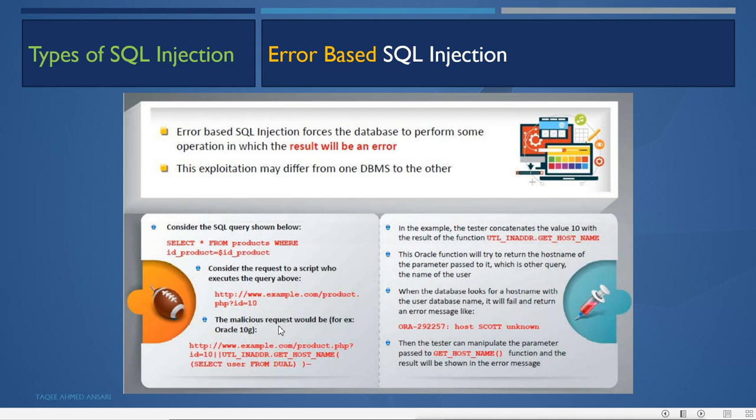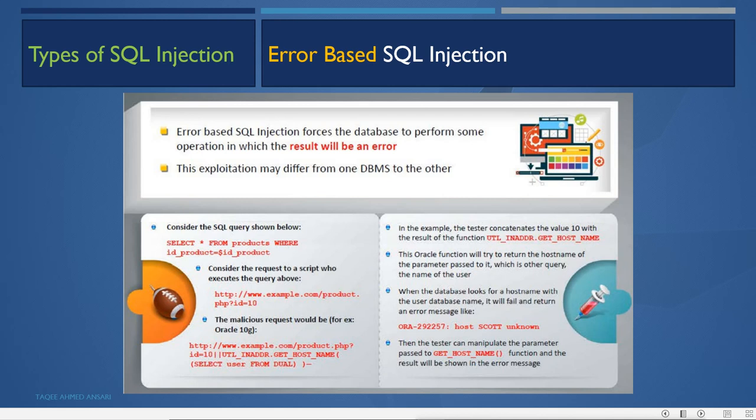And what will it become here? It will become like UTL_INADDR.GET_HOST_NAME, select user from dual. Now in the example, the tester concatenates the value 10 with the result of the function UTL_INADDR.GET_HOST_NAME.